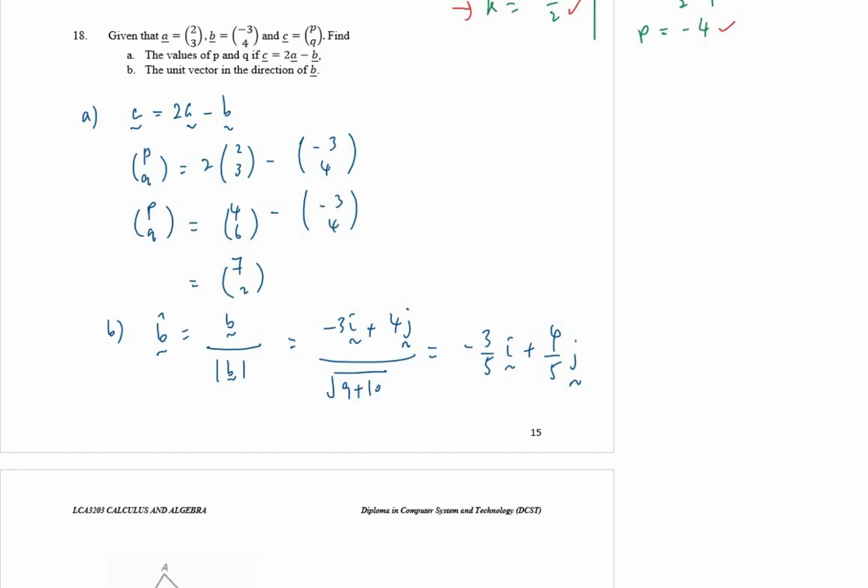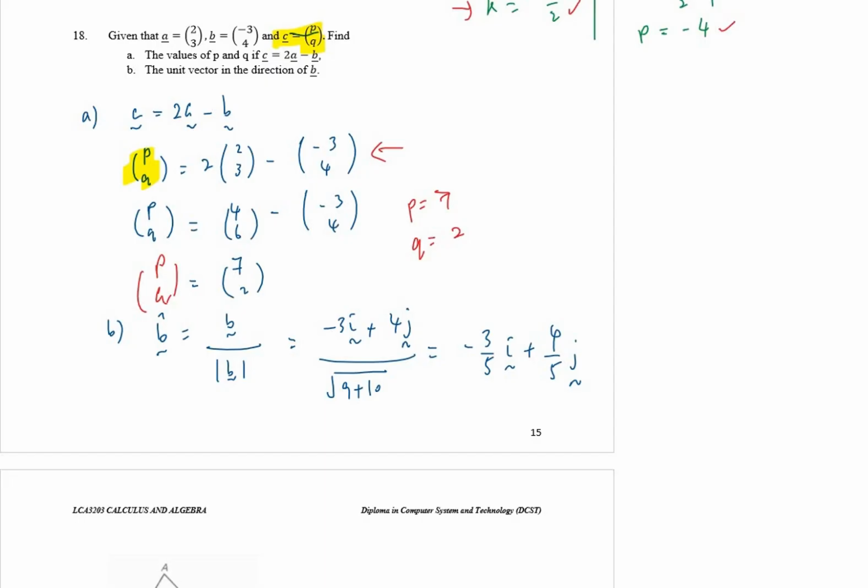Okay, for number 18, it's given that A is (2, 3), B is (-3, 4), and C is (P, Q). We want to find the values of P and Q if C is 2A minus B. So C is (P, Q), so you put C equals (P, Q) here, and then put the A and the B inside this equation as well. Then you will manage to find the values of P and Q. If you compare the values of P and Q, P is just 7, Q is just 2, that's all.